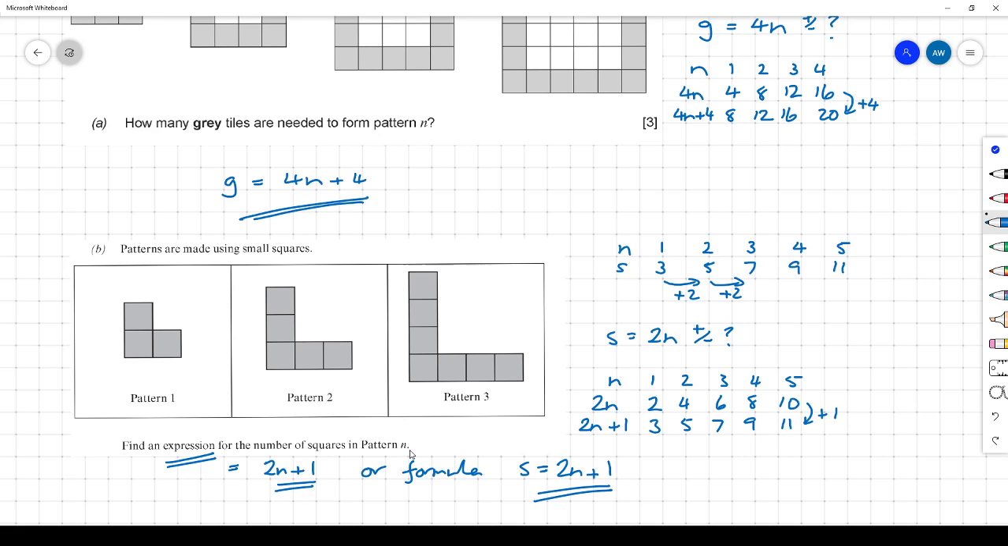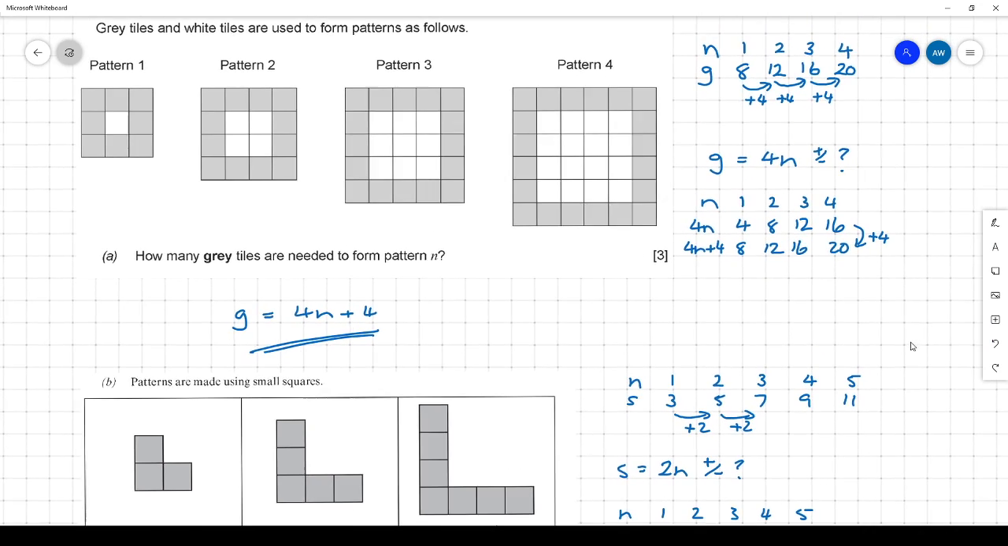So if we wanted to know how many squares there were in the millionth pattern, you just put a million into that formula. Just plug it in, and we'd have 2 times a million plus 1, which would be 2,000,001. So that's how many small squares there would be in pattern number 1 million.